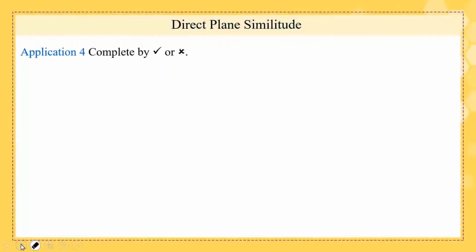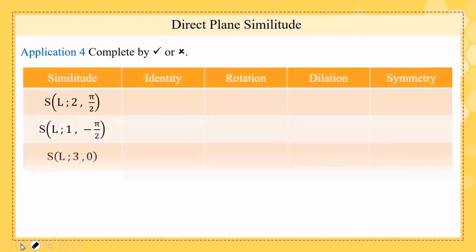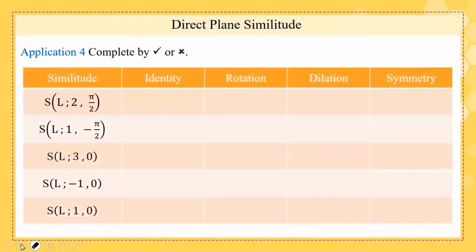Given this application 4, complete by true or false. We have here some similitudes of different ratios and different angles. Try to complete it alone before you see the solution. The first similitude S is none of these types. It is not identity, it is not rotation, it is not dilation, and it is not symmetry.